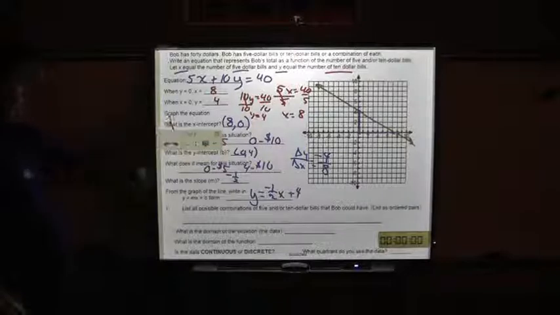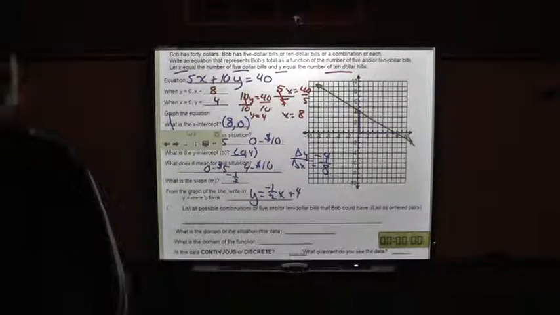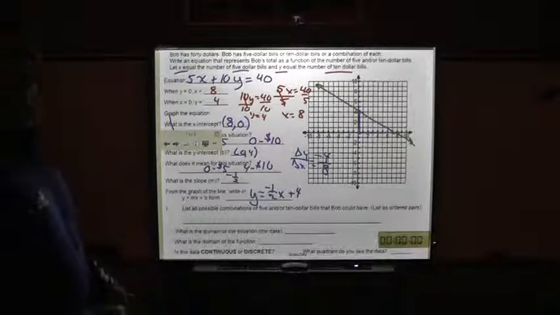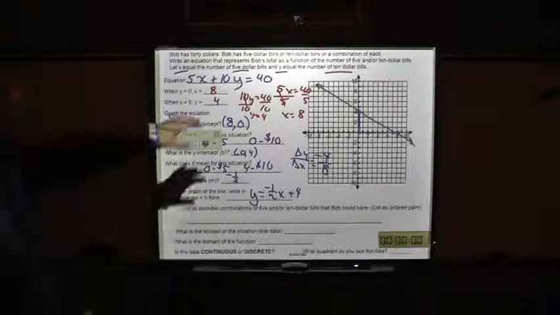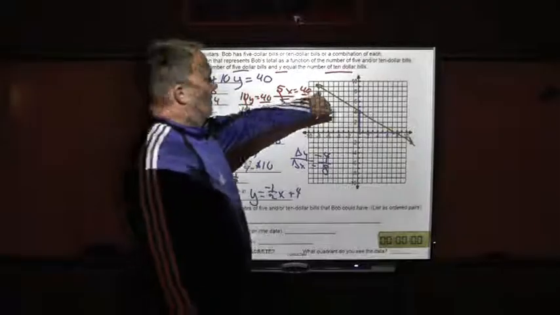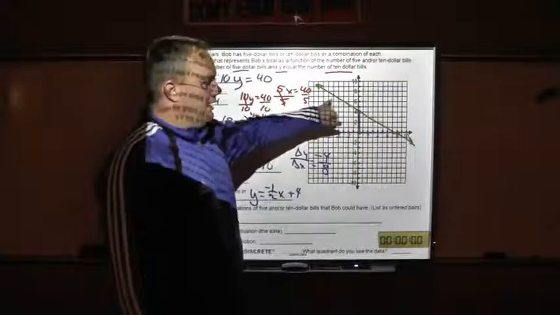Right. So now, this is the part where some people have some issues. List all possible combinations of $5 and/or $10 bills that Bob could have. Now you can sit here and go through all of them, and it might take a little while, but I'll tell you, the answer is actually on the graph that you provided. All the answers to what is equal to 40 from this equation are on this line.